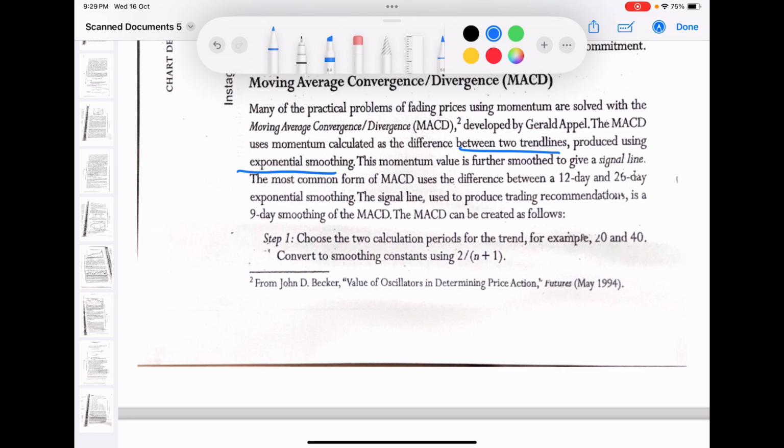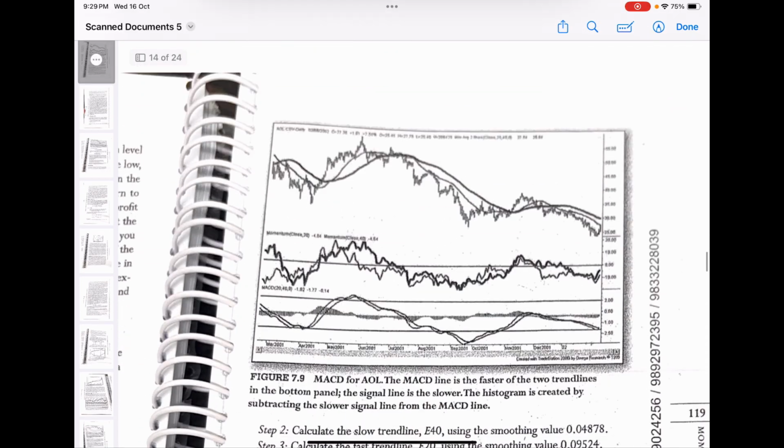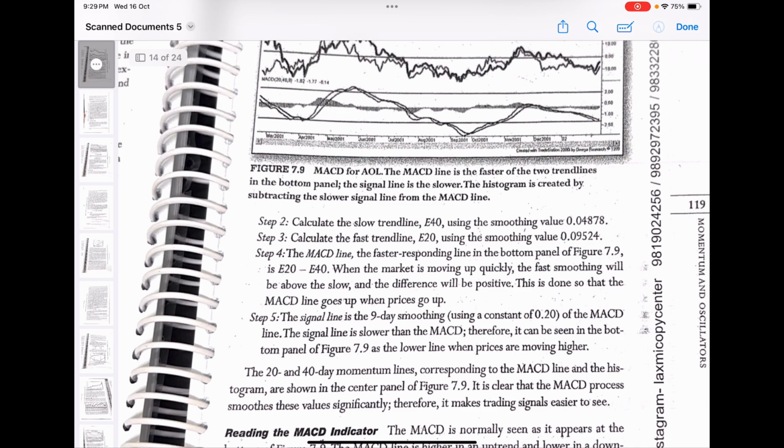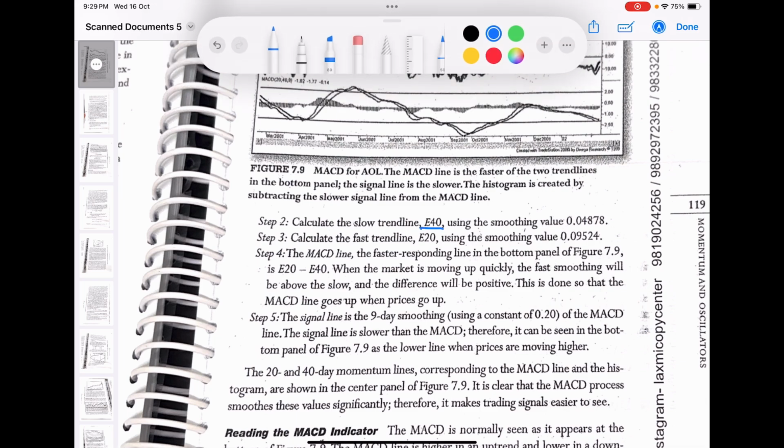Okay, let's go into the detail. First of all, you're taking two calculation periods, 20 and 40. Then you are going to convert them to smoothing constants using 2 upon n plus 1. For smoothing, you use 2 upon n plus 1. And then you calculate the slow trend line using E40, and then you calculate the fast trend line using E20. The slow trend line uses the 40 period because 40 is a larger time frame, right? Whenever we are using a higher time frame, it is going to give you slower signals as compared to the faster or nearer time period trend line.